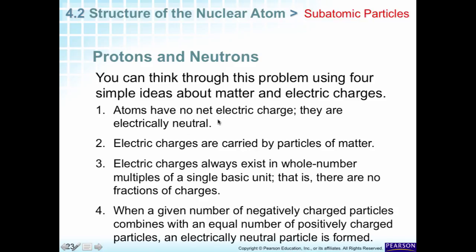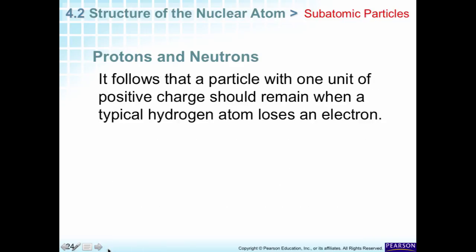Okay, so we know that there's no net electric charge. They're electrically neutral. Electrical charges are carried by particles of matter, and electrical charges always exist in whole number multiples of a single basic unit. There's no fraction of a charge. So when a given number of negatively charged particles combines with an equal number of positively charged particles, a neutral particle is formed. So therefore, there must be something positively charged.